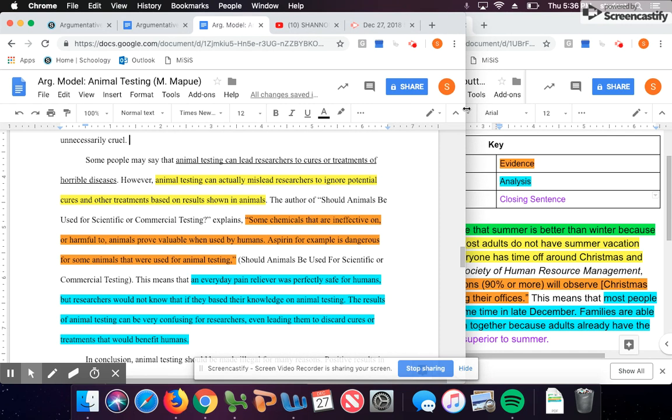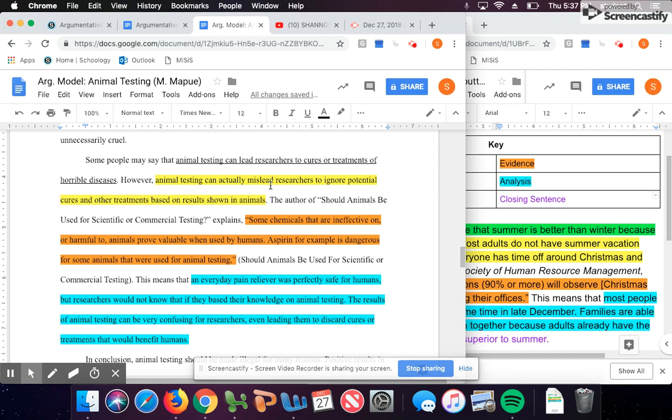Okay, so this is the exact same. We're just going to go through the process again with the essay that you have been familiar with. Some people may say that animal testing can lead researchers to cures or treatments of horrible diseases. So in this one, they don't say animal testing should not be banned, but they do mention the topic, animal testing. The important part is that you have your reasons. So it can lead researchers to cures or treatments of horrible diseases. So in order to refute that or argue against that, you need to say that it's untrue. So, however, animal testing can actually mislead researchers to ignore potential cures and other treatments based on results shown in animals. So how does it not lead researchers to cures or treatments? Well, because it's misleading them.